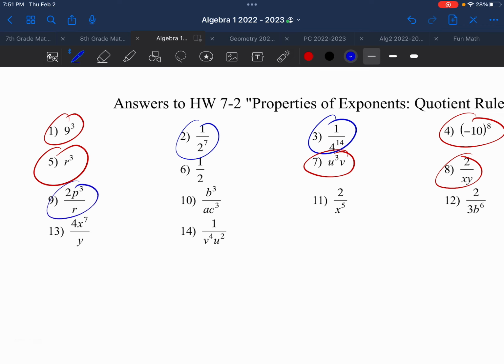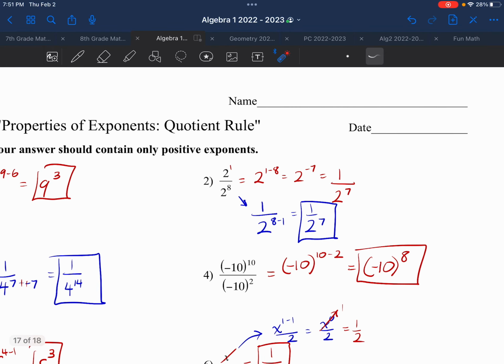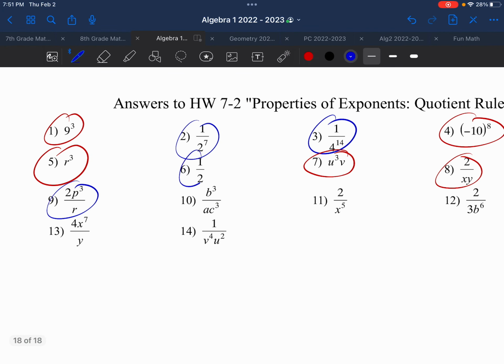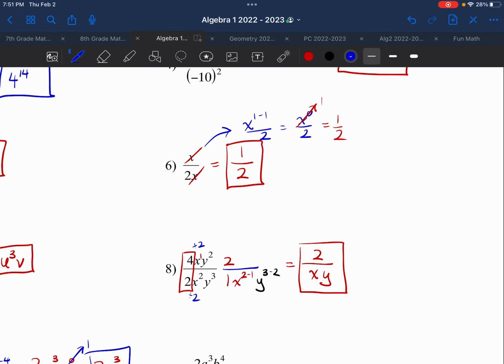Number 9, 2p cubed over r. Did I not check number 2 or number 6? I just now realized that. Let's check number 6. 6 is a half. All right, I got it. Let's do it in ink. Maybe I didn't. Laser pointer. Maybe I just forgot it altogether. Let's check number 10.